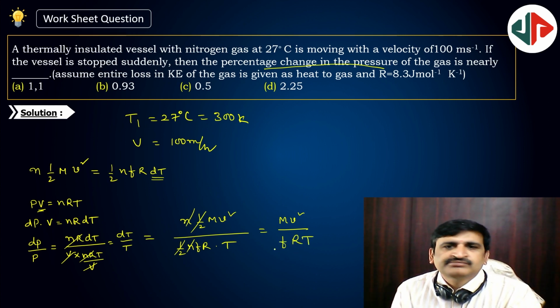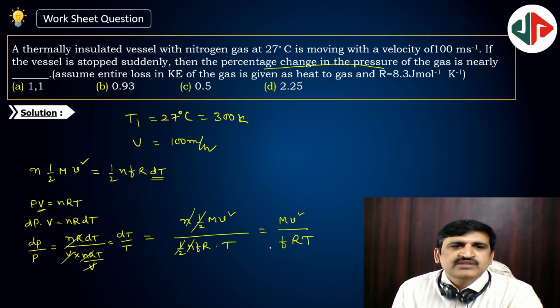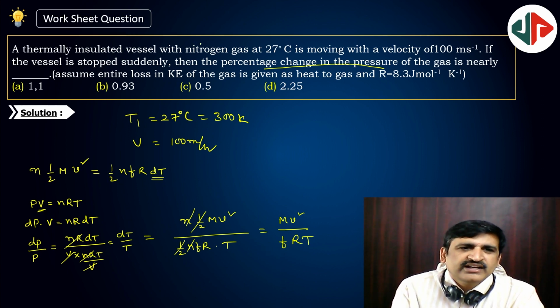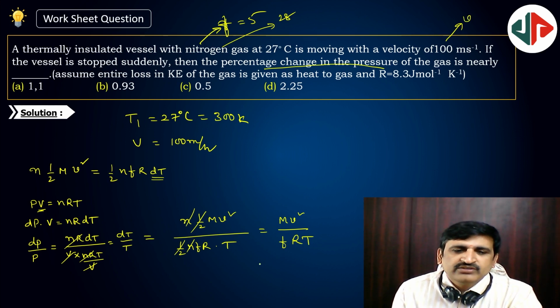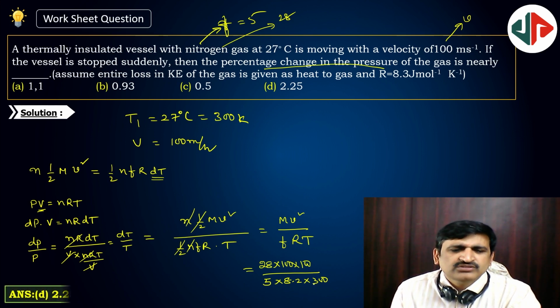Degree of freedom: which type of gas is it? Assume the nitrogen gas, N2 molecule, is a diatomic molecule. So f is equal to 5, and nitrogen molecule N2, each one is 14, so 28 will come as M, and velocity is given. So everything you can substitute: 28 into 100 squared by f is 5 into R value 8.2 into Kelvin 300. So it gives almost 2.25 percent.